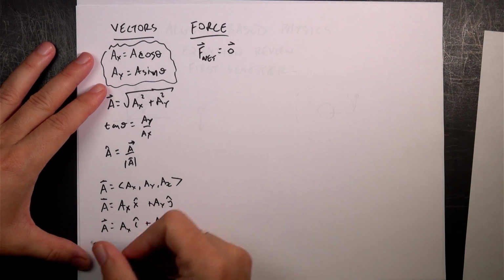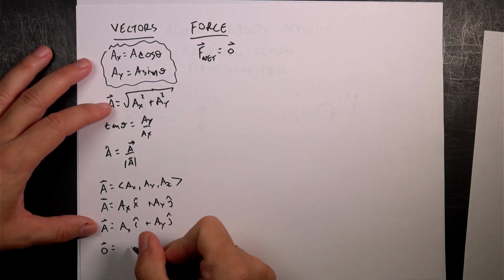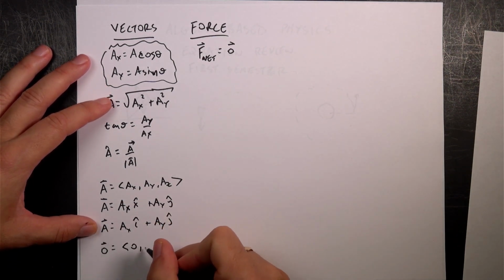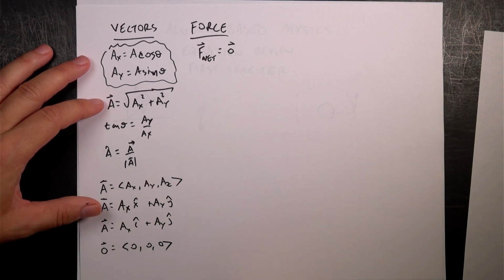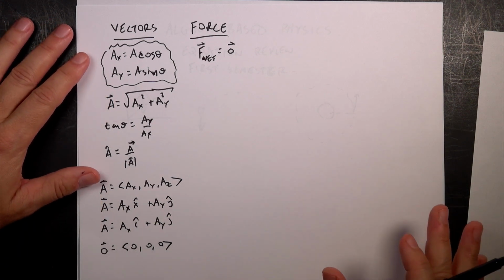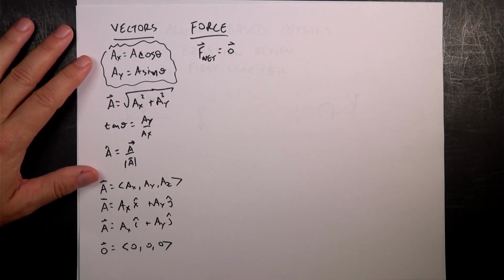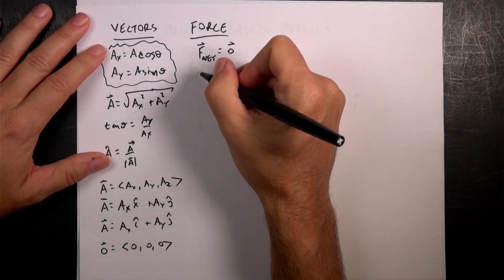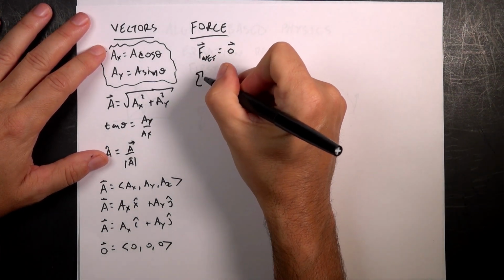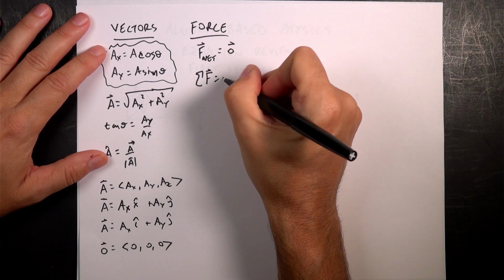So the 0 vector is going to be 0x, 0y, 0z. So it is different than the number 0. Okay. And sometimes it will be written like this: the sum of the forces is equal to 0.